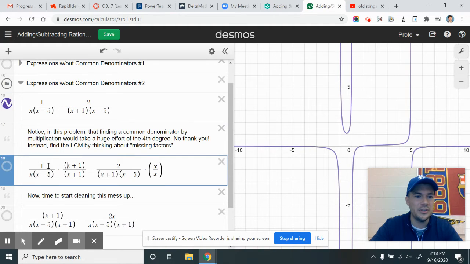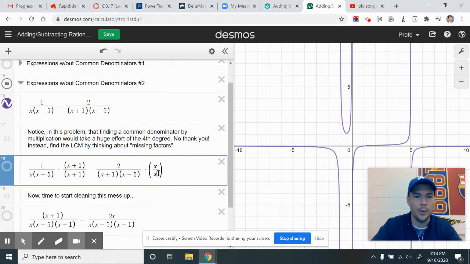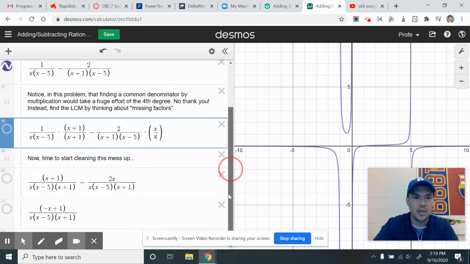So that's what I did with the first expression. I multiplied it by x plus 1 over x plus 1. The second expression, 2 over x plus 1 times x minus 5, simply needs the missing factor of x. So what I did to the second fraction is I multiplied it by x over x. Remember, multiplying by an expression over itself is equivalent to not doing anything because you're multiplying by a value of 1. Okay, so that's the hard part. Figuring out the common denominator, that's the hard part.